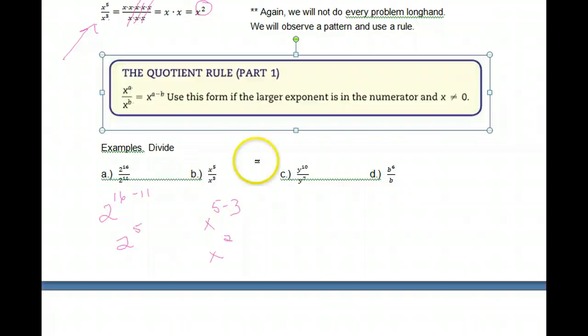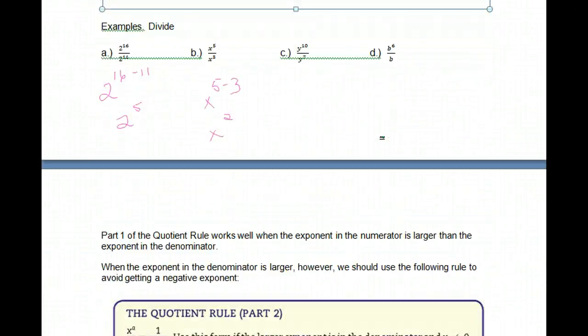Okay, by now you should have had an opportunity to complete letters C and D, and you should be ready to check your answers with me. For letter C, you're going to keep your base of y the same, and you should have subtracted 10 and 7. So 10 minus 7 makes 3, so our final answer is y cubed. For letter D, you should have kept your base of b the same, and we're going to subtract 6 minus 1, so our final answer is b to the 5th.